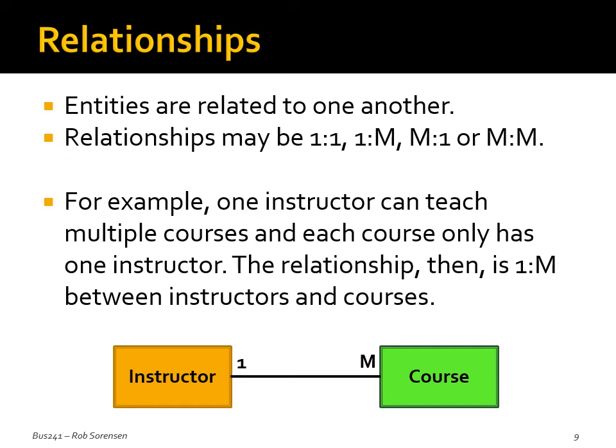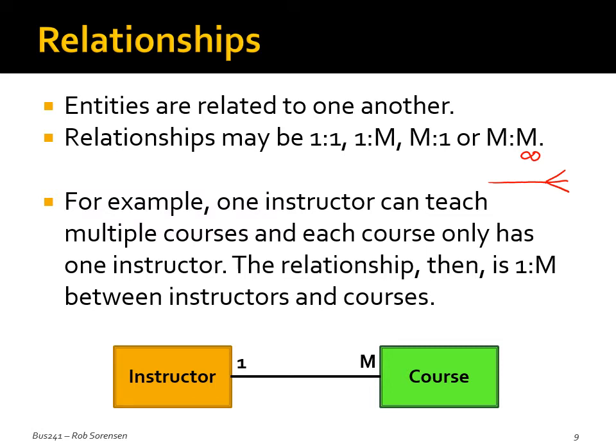Let's look at relationships. Entities are related to one another. Okay, they may be related in a few different ways. A one-to-one, a one-to-many, a many-to-one, or a many-to-many. Sometimes people use the little infinity symbol for many. Other times they'll use a kind of a crow's foot like that to represent the many. You could just use the letter M. That's a lot easier to type and things, so we'll use an M for our course.